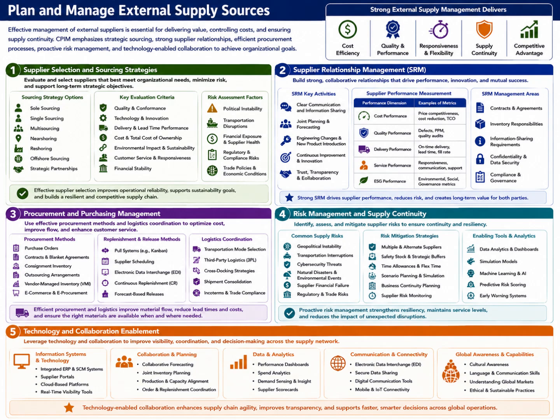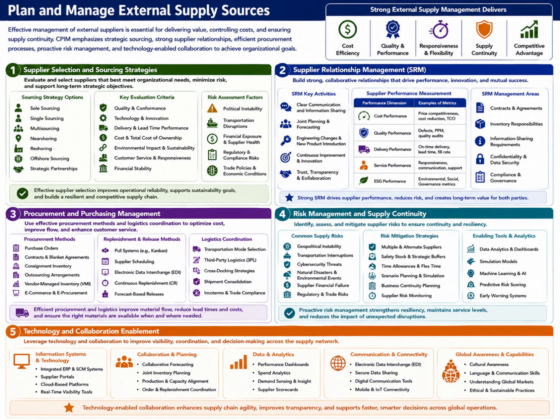Supplier relationship management, SRM, plays a critical role in maintaining effective collaboration with external partners. CIPM explains how organizations develop strategic relationships with suppliers through communication, performance monitoring, and coordinated planning activities. Procurement planning, engineering changes, and new product introductions require close supplier involvement to ensure successful implementation and operational continuity.